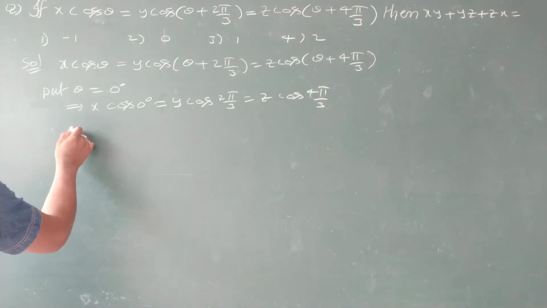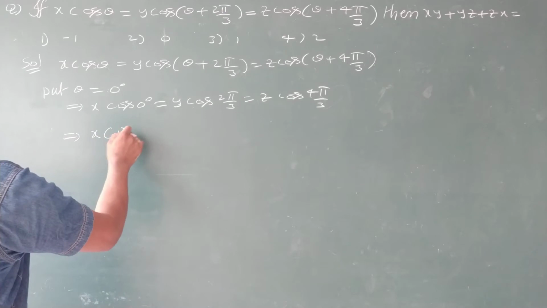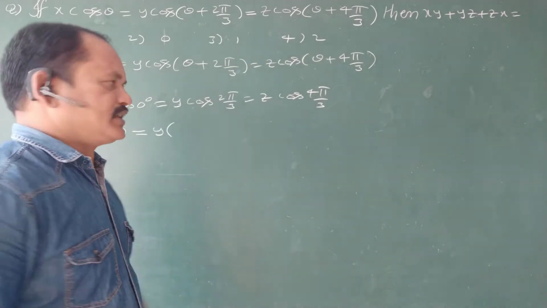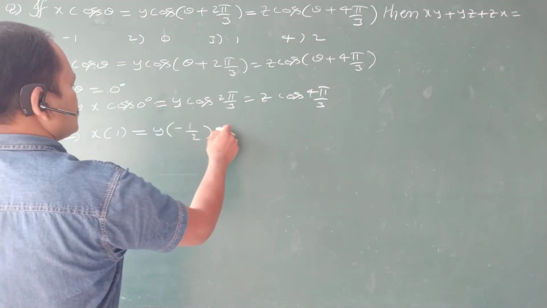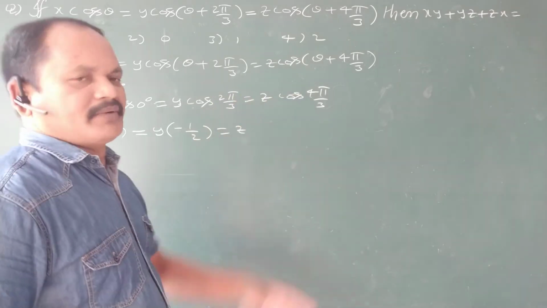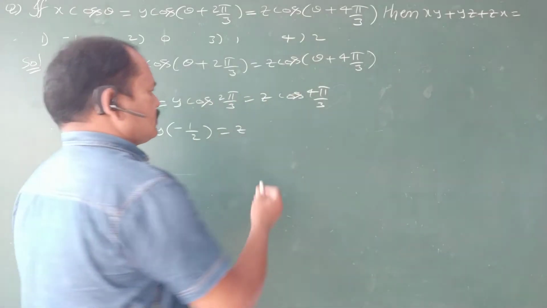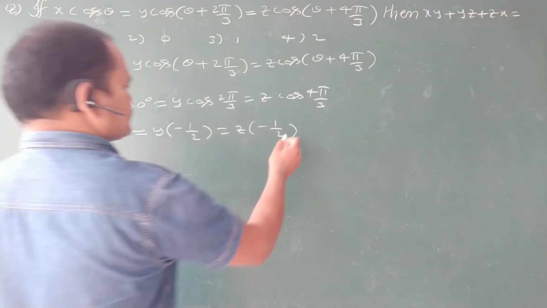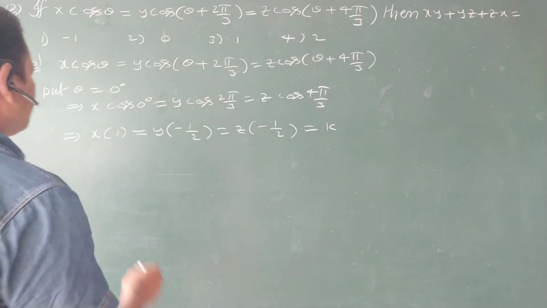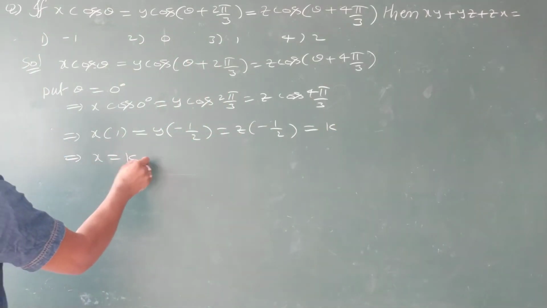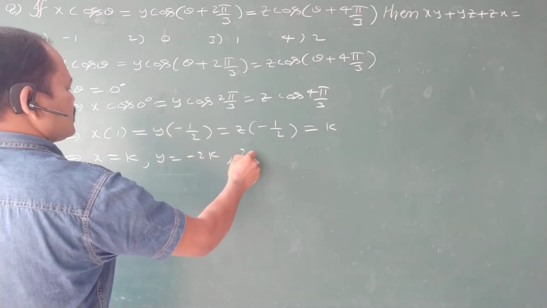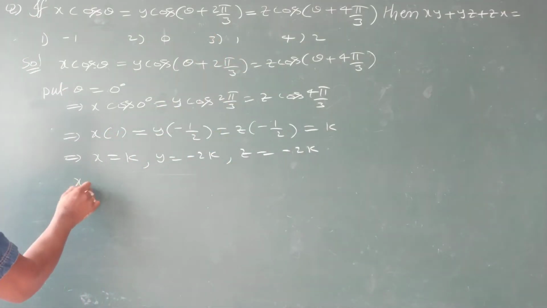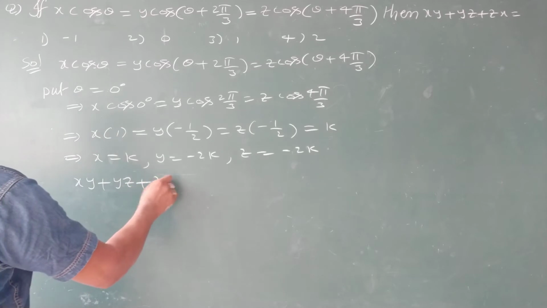Now from this, x cos 0 is x times 1, y cos 2 pi by 3 is y cos 120 degrees, and cos 120 degrees is minus 1 by 2. And z into cos 4 pi by 3, where 4 pi by 3 is nothing but 240 degrees, that is also minus 1 by 2. Let us assume this common value is k. Then from this, x is equal to k, y is equal to minus 2k, and z is equal to minus 2k. Now we have to find xy plus yz plus zx.